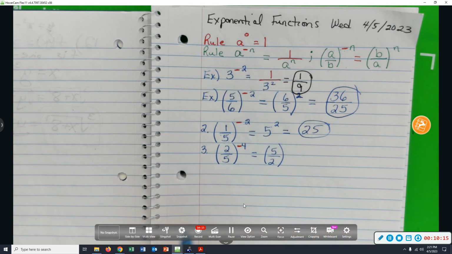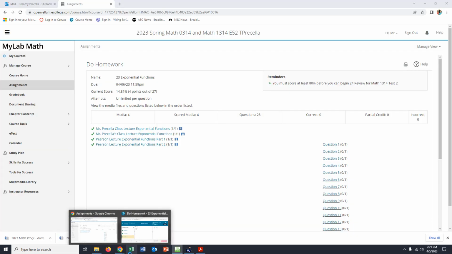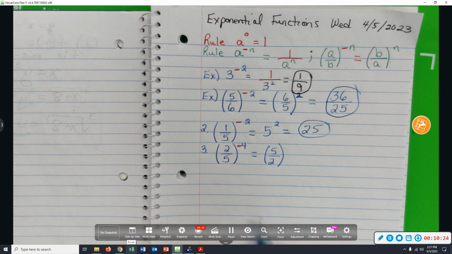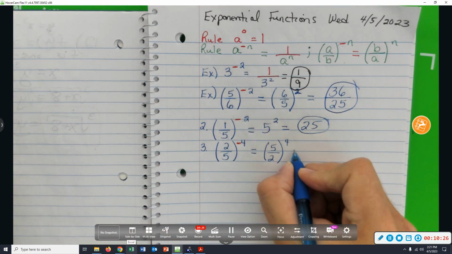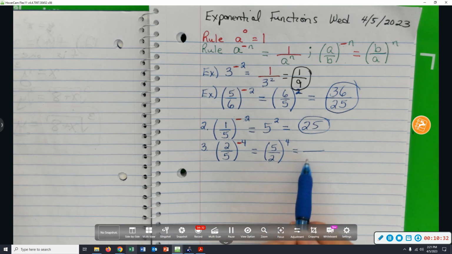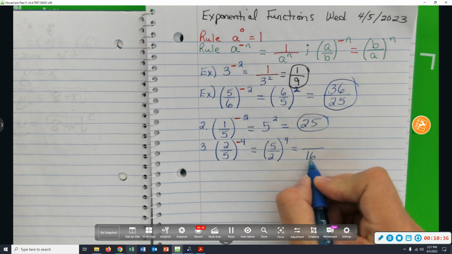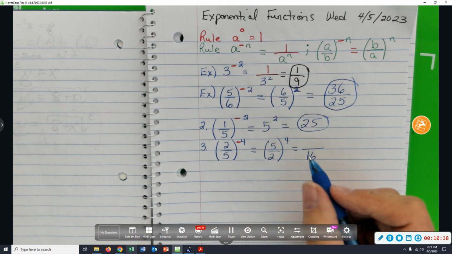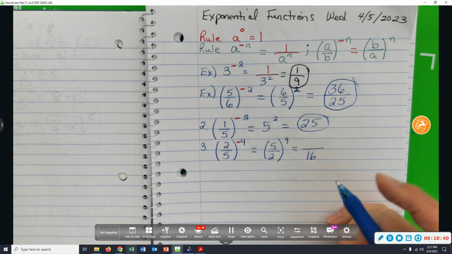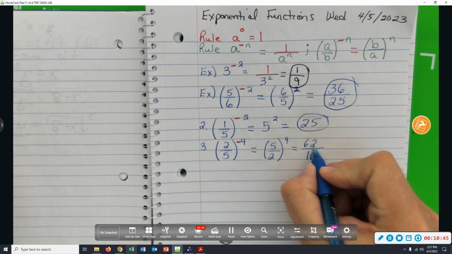To the 4th. I agree with the 16. 2 times 2 times 2 times 2, the bottom. If you multiplied out 4 2's, you'd get 16. 5 to the 4th is 625. 5 times 5 times 5 times 5, that's 25 times 25, so 625. I was way off.